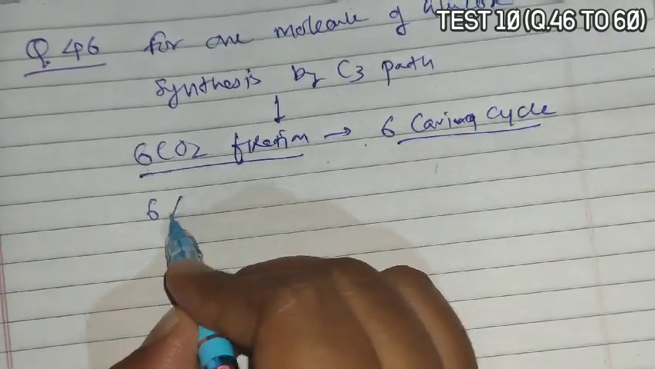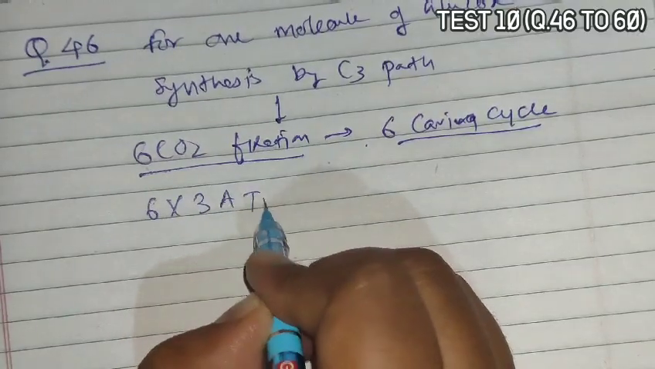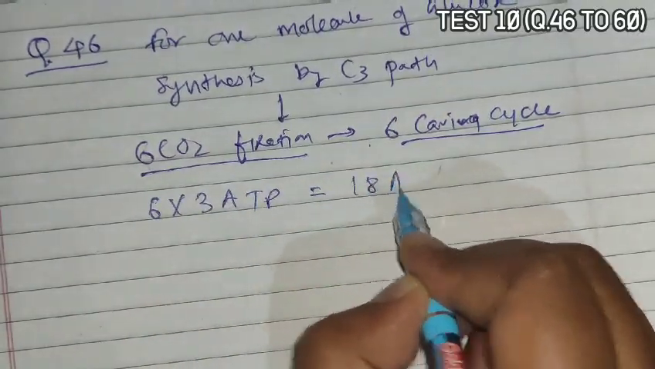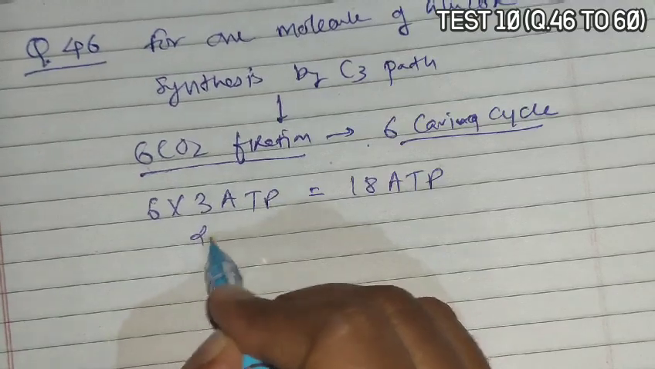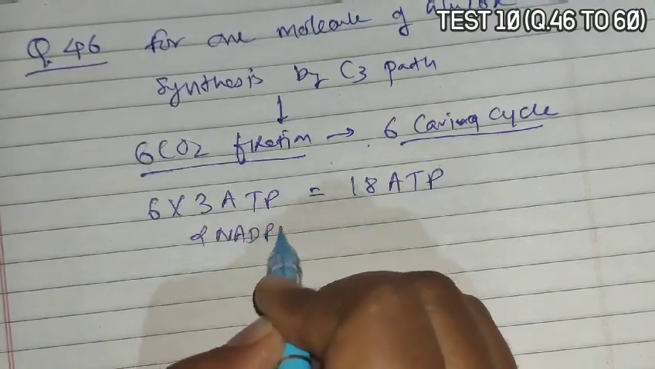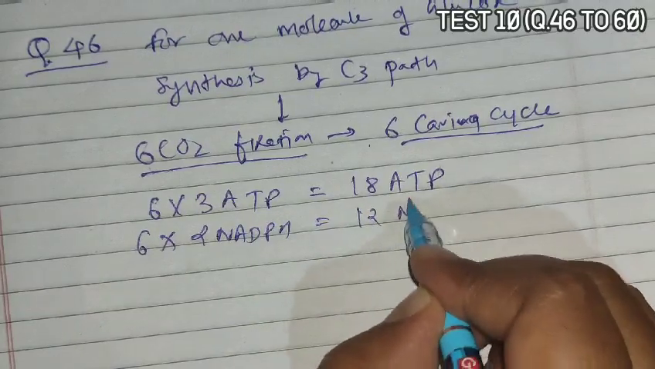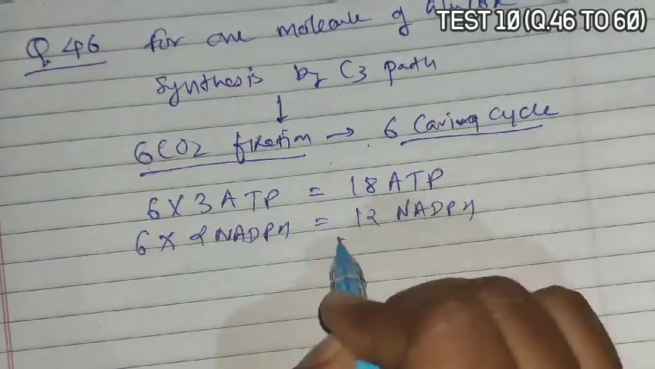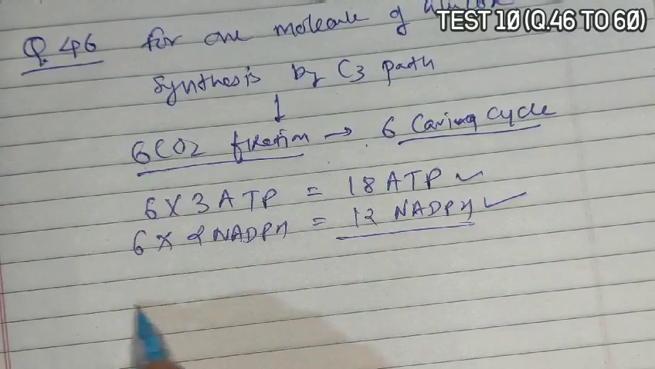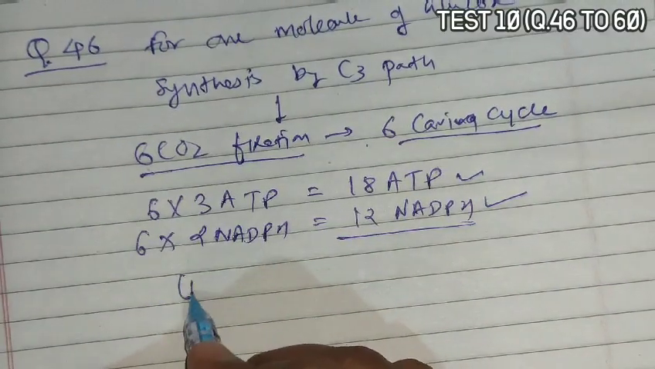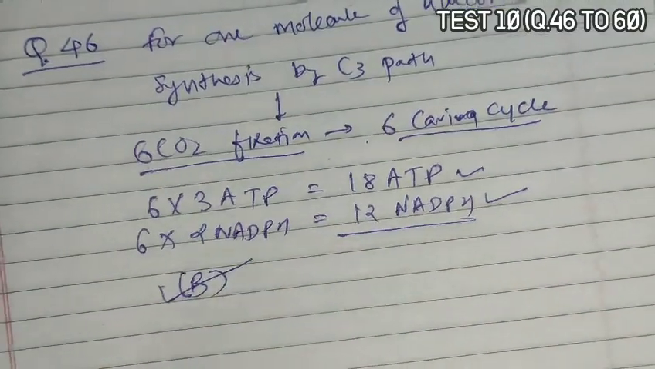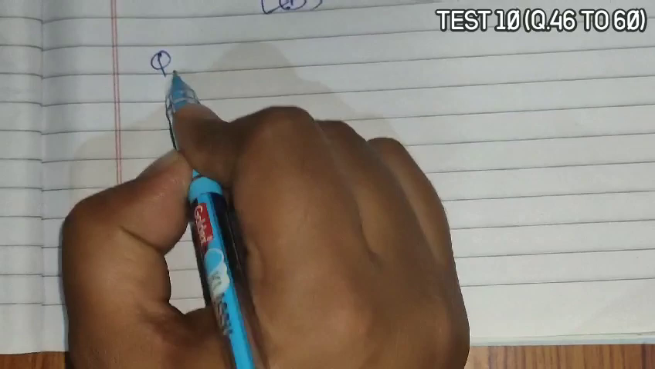Now if 6 CO2 fixation occurs and 6 Calvin cycles go, then 3 ATP are used per CO2, so 18 ATP, and 2 NADPH are used per CO2, so 12 NADPH are used in the C3 path for one glucose synthesis. So according to this, option B becomes the correct answer. Next is question 47.